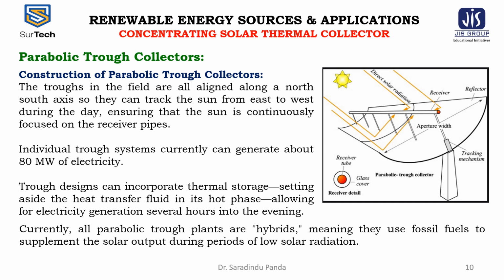Currently, all the parabolic trough plants are hybrids, meaning they use fossil fuels to supplement the solar output during periods of low solar radiation. In order to achieve cost effectiveness in mass production, not only must the collector structure feature a high stiffness to weight ratio so as to keep the material content to a minimum, but the collector structure must also be amenable to low labor manufacturing processes.